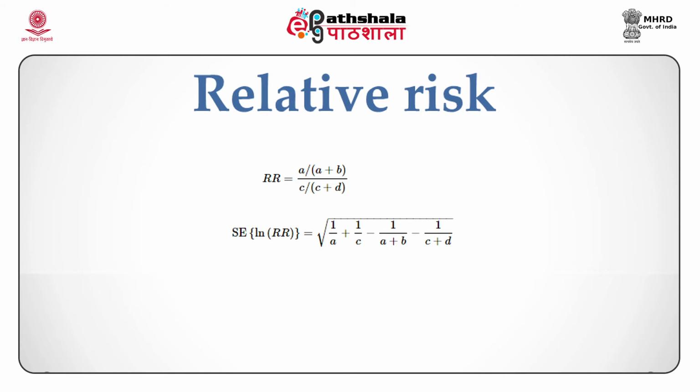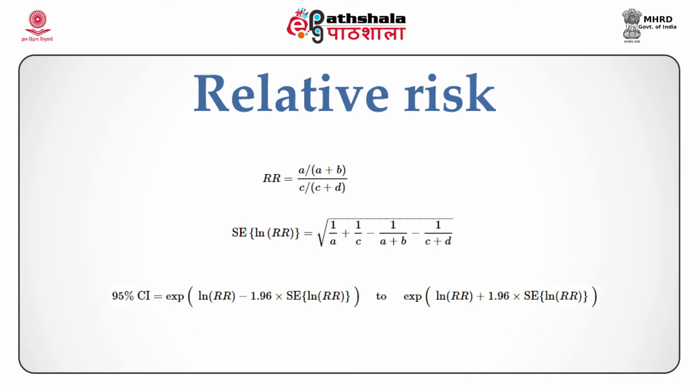Now, if we reject this null hypothesis, we would like to quantify the extent of association, and we can do this by finding the 95% confidence interval for the RR, which we can do on the log scale and then exponentiate back to find it on the RR scale. So the 95% confidence interval for the RR is given by exponential of log RR minus 1.96 times SE of log RR, to exponential of log RR plus 1.96 times the standard error of log RR, where RR and the standard error of log RR are as given in the previous two lines.